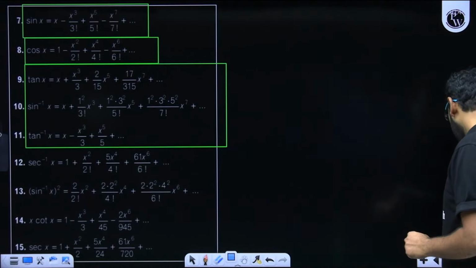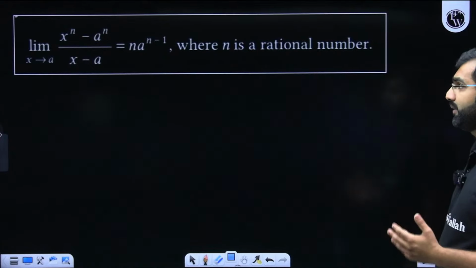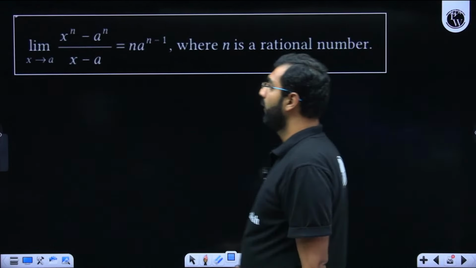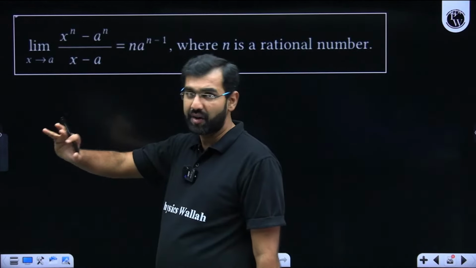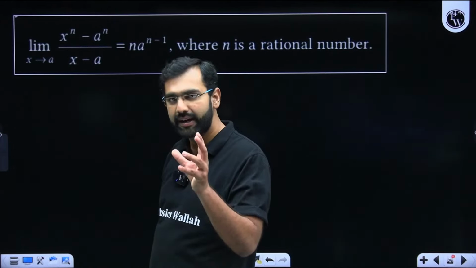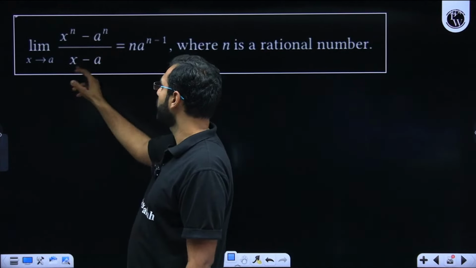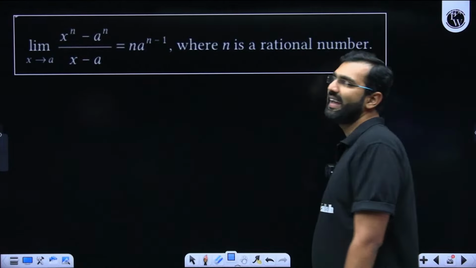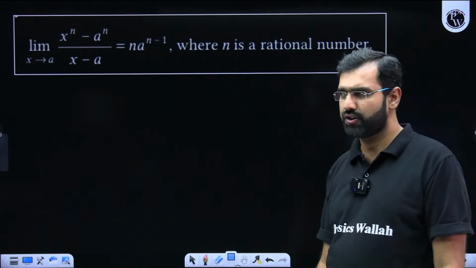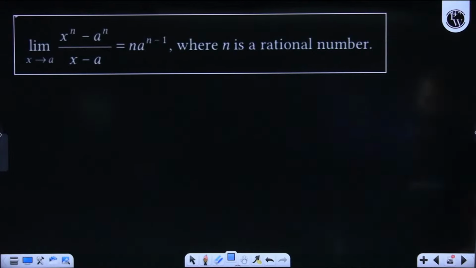Now moving ahead from here, what do we see next? This is something we have already discussed. Limit when x approaches a, standard expansion it is, direct result it is, you can apply it directly. x to the power n minus a to the power n upon x minus a is always n a to the power n minus 1. The differentiation kind of a formula, right? And it is derived from L'Hopital only.